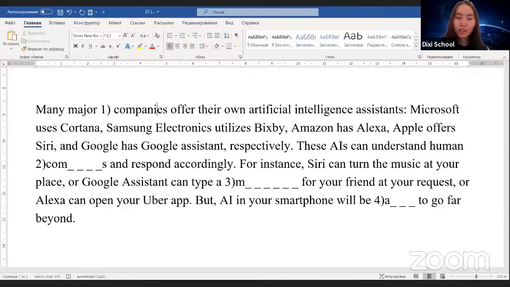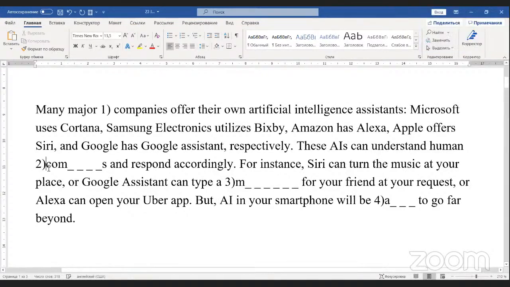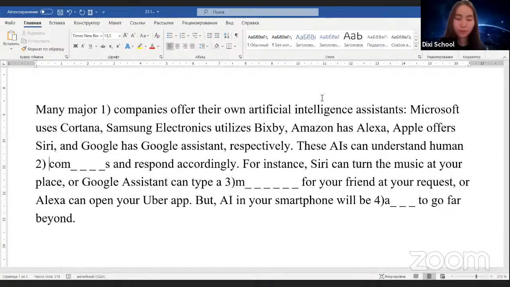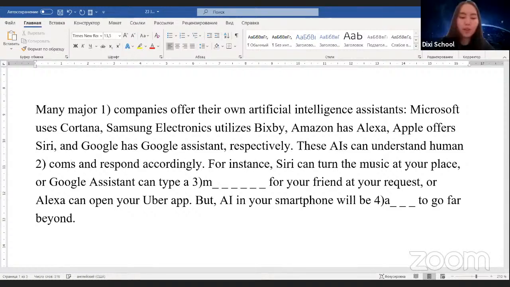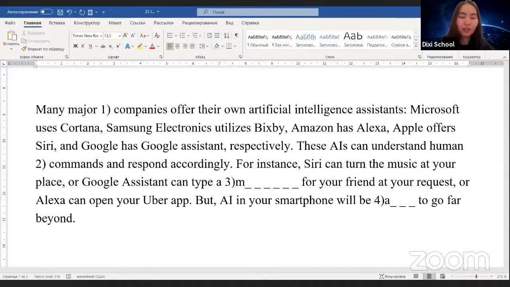Let's continue with Aisha. This also can understand human and responds accordingly. Okay, look. What do you usually say to Cortana or Bixby? Commands, yeah. So they can receive commands and respond, right?